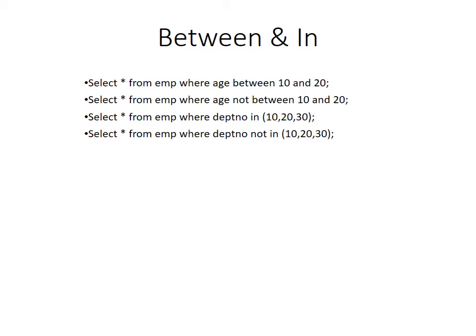Third example, select star from EMP where department number in 10, 20, 30. That means to display the entire table, provided the department number should be in 10, 20, 30. That means department number should be equivalent to 10 or 20 or 30. Now not in. Select star from EMP where department number not in 10, 20, 30. Exactly the reverse of the previous command.